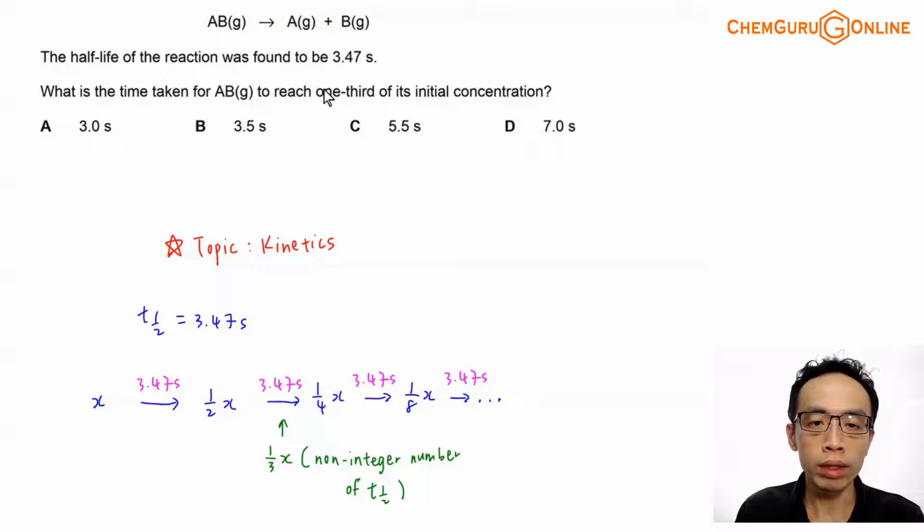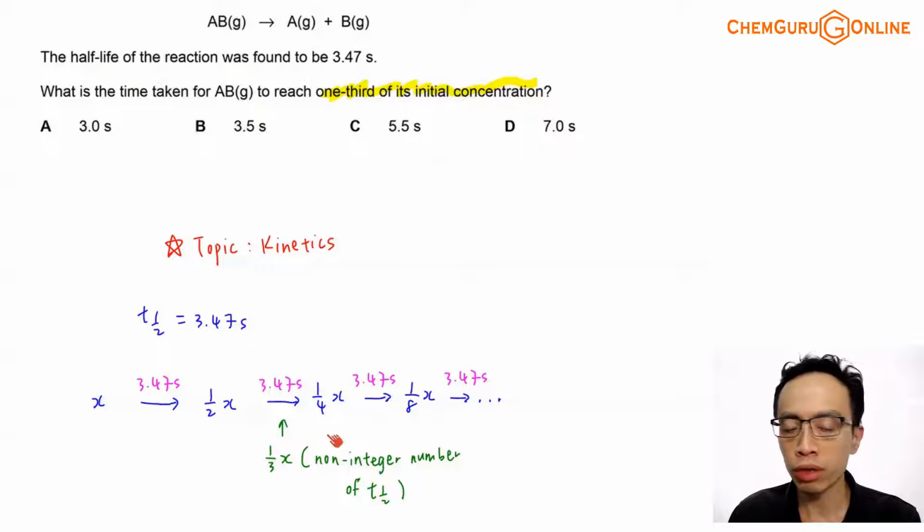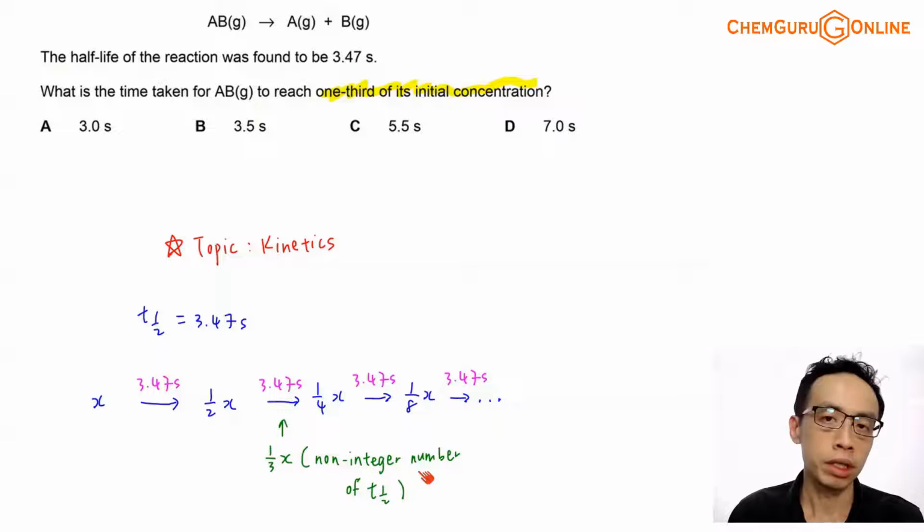It's actually not equal to 1/3 of its initial concentration. So we notice 1/3 of its initial concentration is actually somewhere in between 1/2 x and 1/4 x. And this means that 1/3 of its initial concentration is actually a non-integer number of half-lives. Now usually in syllabus, we're not required to do calculation questions based on this, but sometimes we do encounter prelim questions talking about this idea where we're dealing with non-integer number of half-lives. So what we will have to do is make use of a formula to calculate the time taken for me to reach 1/3 of its initial concentration.